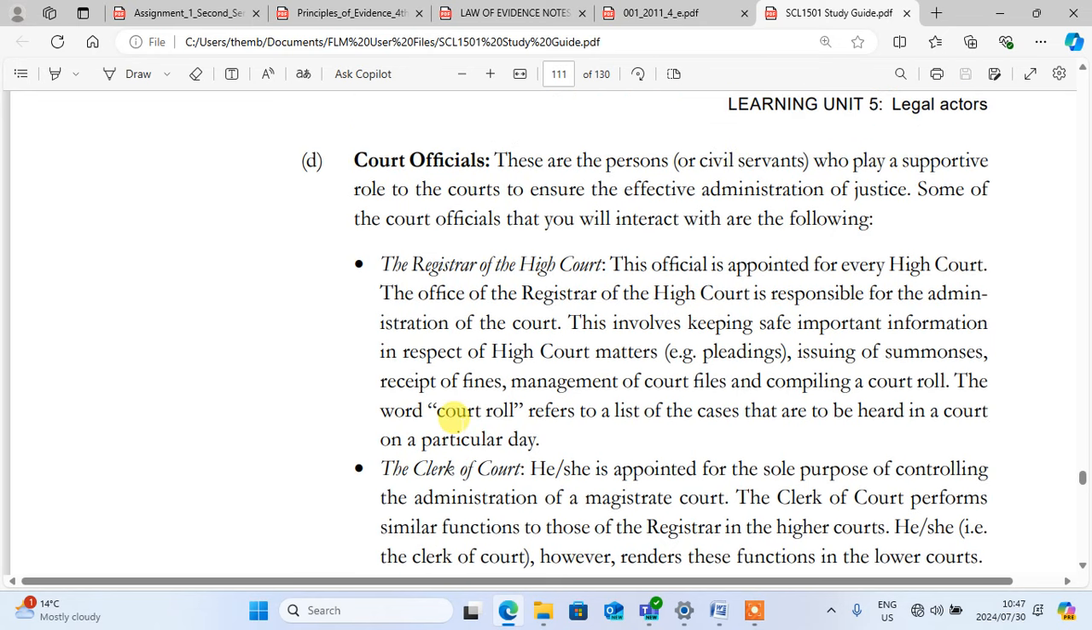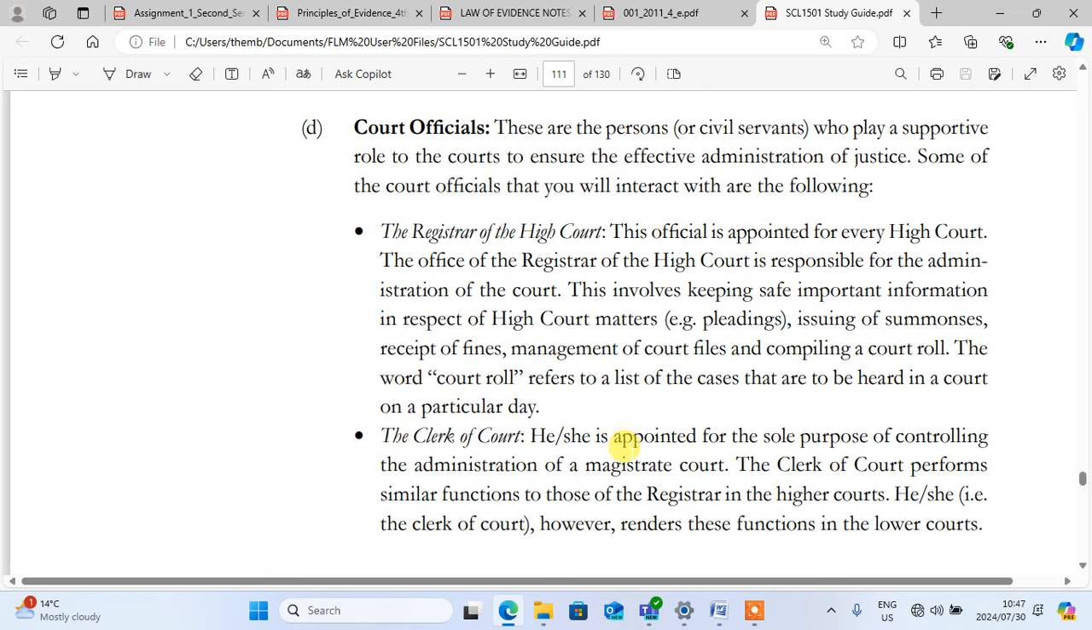I think you will just go to learning unit 5. Then you come to the clerk of the court and the register. Then you summarize. It's up to you how you summarize it. It's a very quick one. They do the same thing. It's just that they differ by court. In the High Court, it's called the register. In the lower court, in the magistrate's court, they call it clerk of the court. But they do the same thing. They do administration.